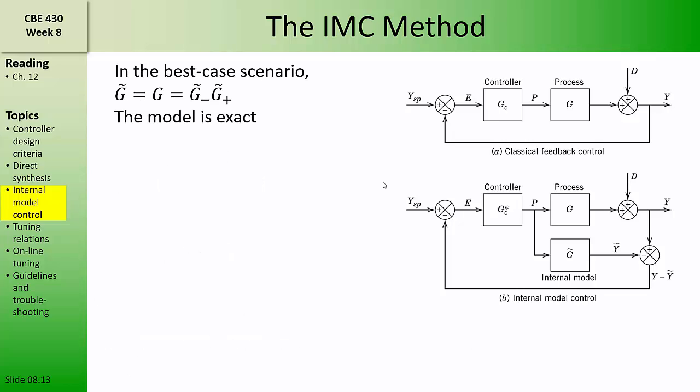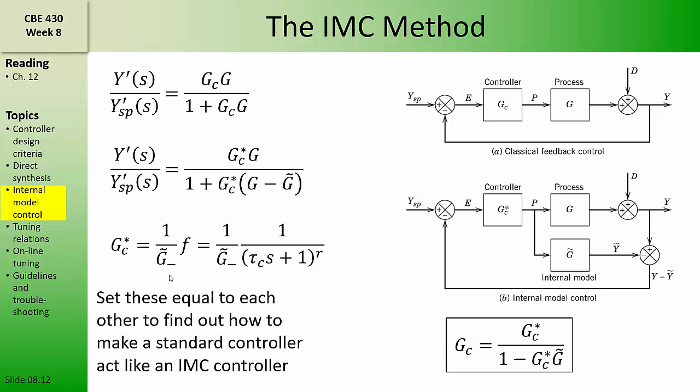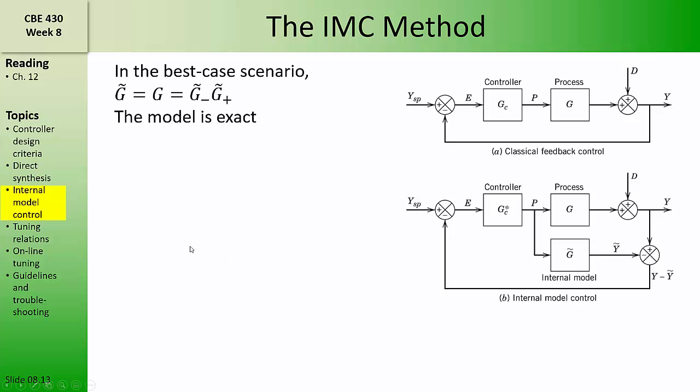In the best case scenario, our model G tilde, which remember we factor into G tilde plus and G tilde minus, is exactly equal to the transfer function G, representing the behavior of the valve, process, and measurement. If G tilde is equal to G, then this term goes to 0, and the servo transfer function will be GC star times G tilde minus times G tilde plus. Remember that GC star is the reciprocal of G tilde minus times f.